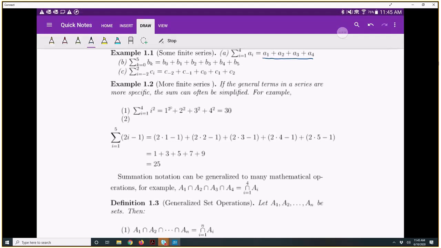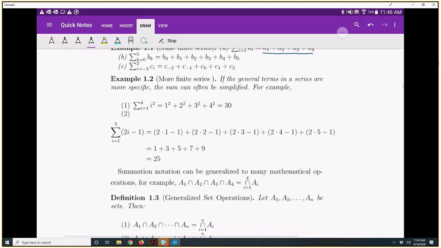That gives us the term 1 squared. Then we add 2 squared. Then we add 3 squared. And then we add 4 squared. 4 was our terminal index, so we stop. And this, of course, is 1 plus 4 plus 9 plus 16. So that's 30.